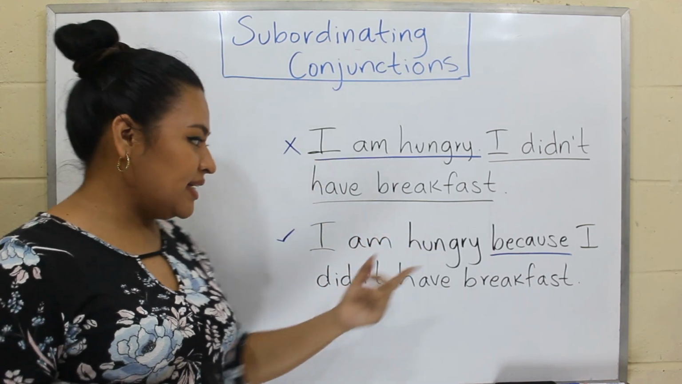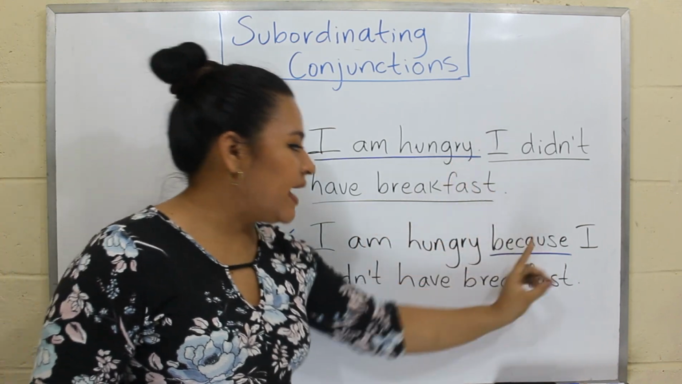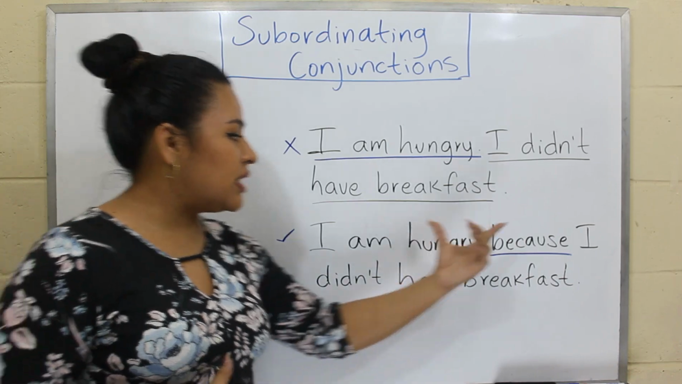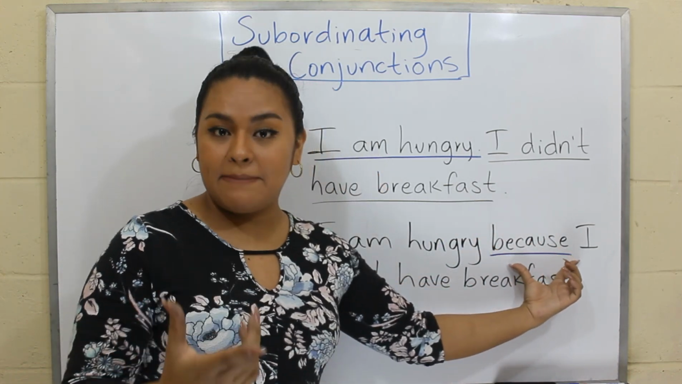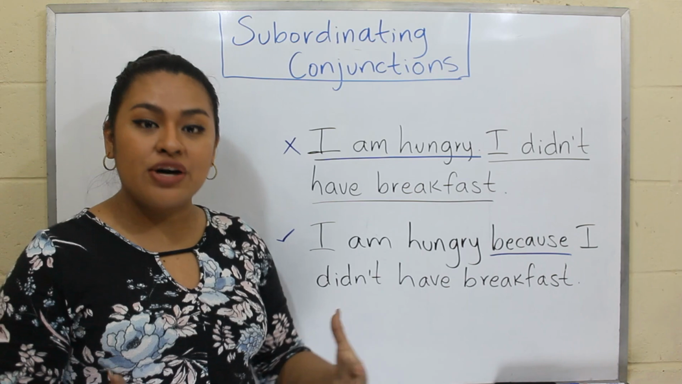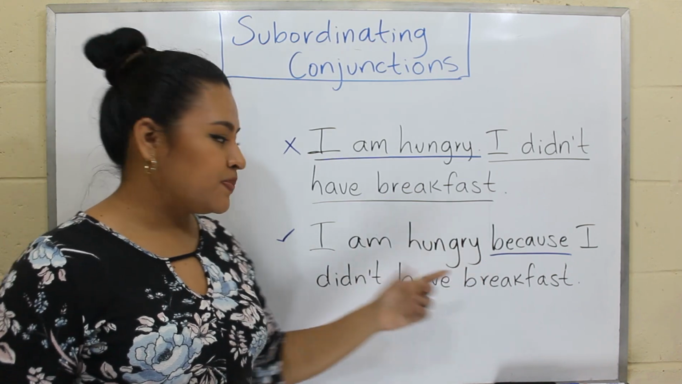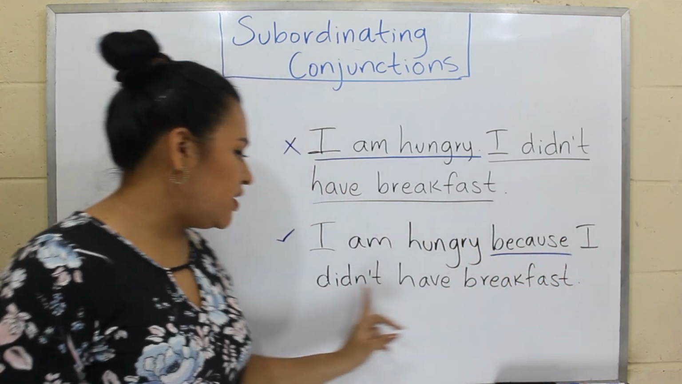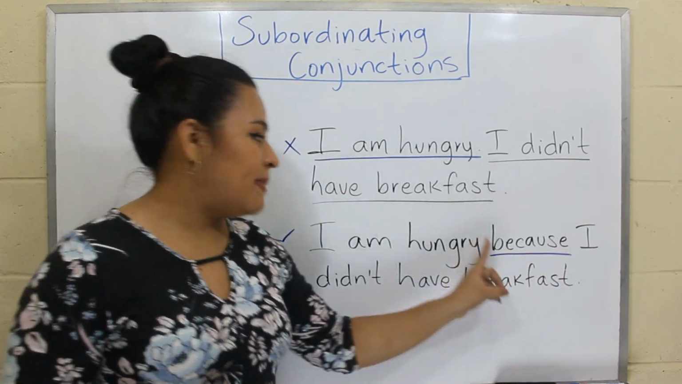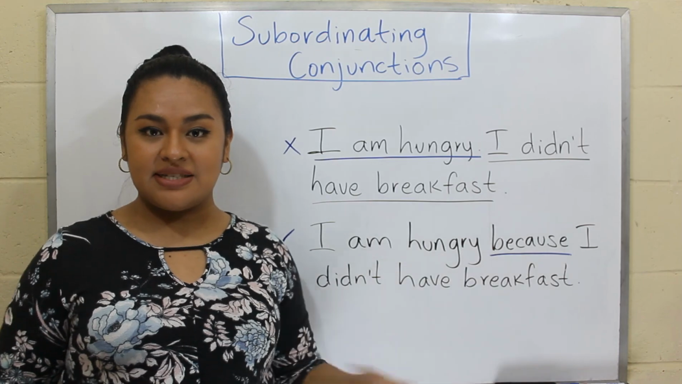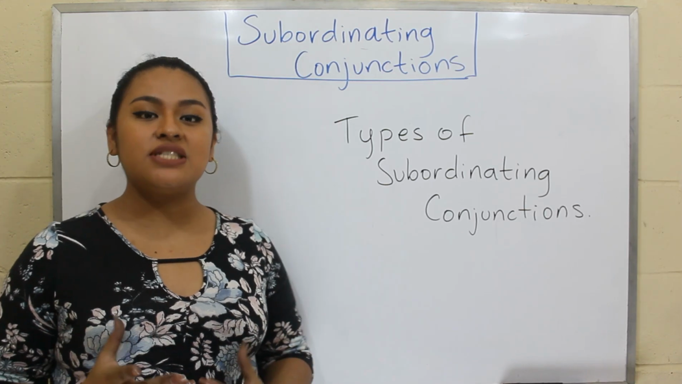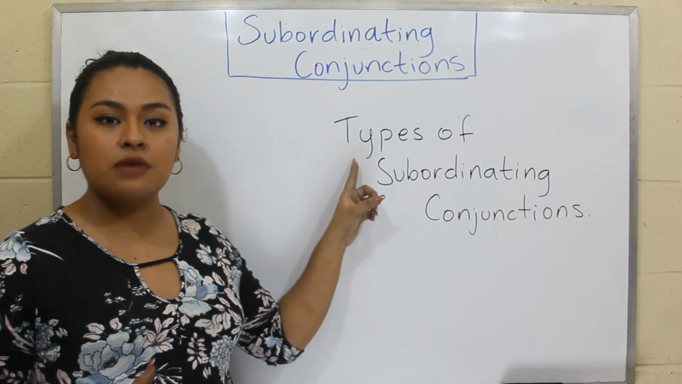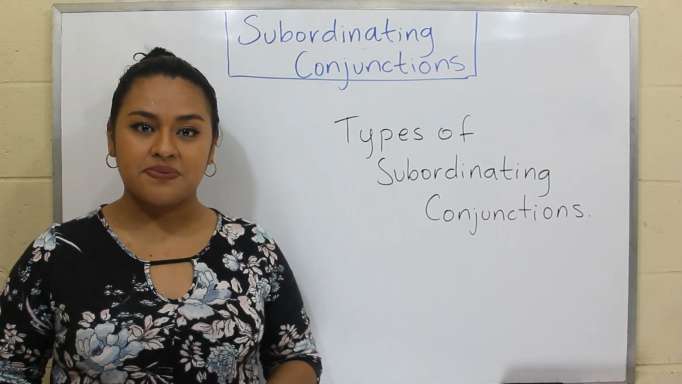So let's see the next sentence. I am hungry because I didn't have breakfast. You can see here that we are using the subordinating conjunction because, as we are adding more information to the main clause. This is the main clause, I am hungry, and this is the extra information that we are adding: because I didn't have breakfast. Now that we have seen how these subordinating conjunctions work, let's see some types of subordinating conjunctions.